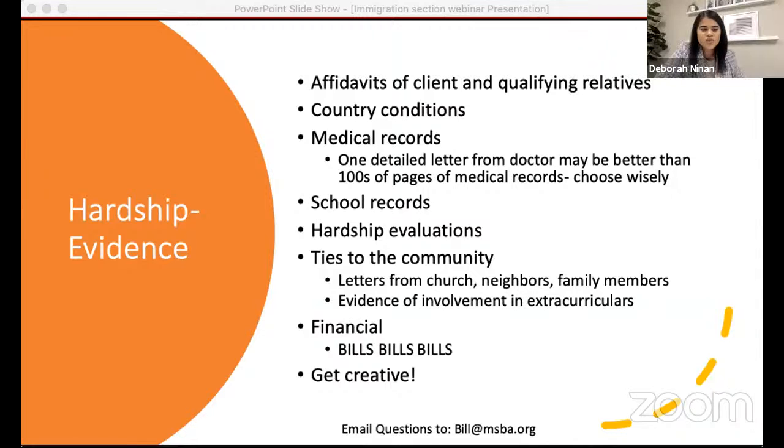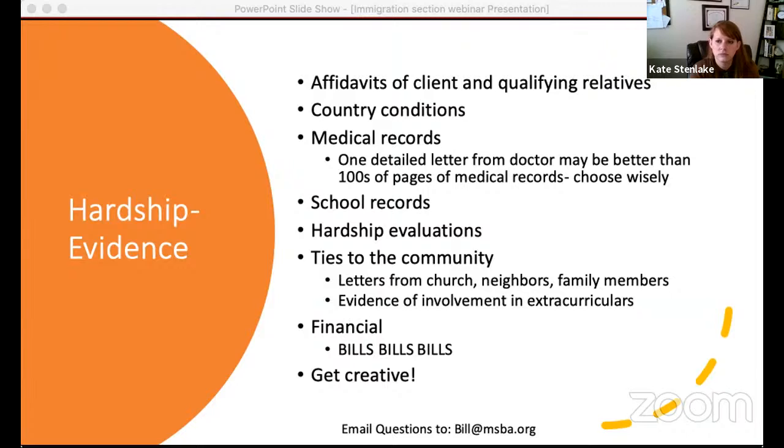And then we have another question. Must the qualifying relative be a U.S. citizen? No. Thank you for asking that. The qualifying relative could be a U.S. citizen or an LPR. But unfortunately, any other sort of immigration status, like TPS, does not qualify. It has to be a USC or an LPR.